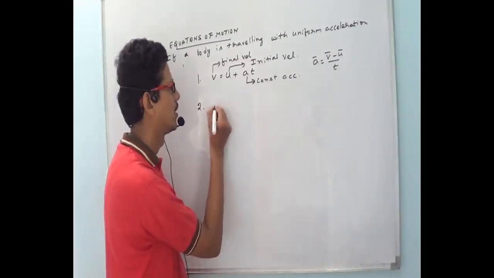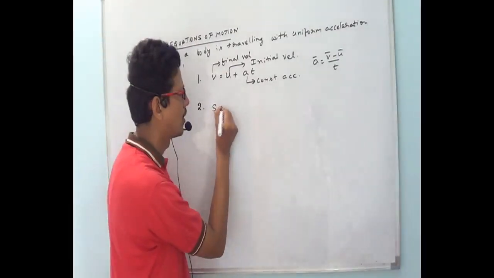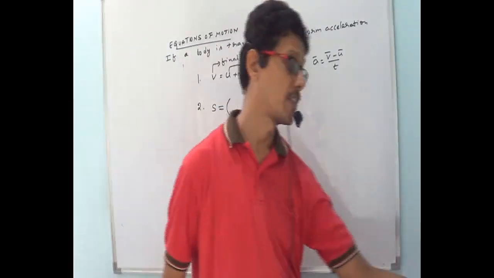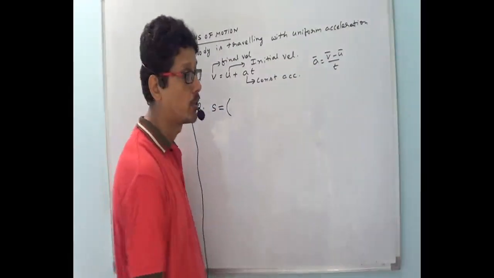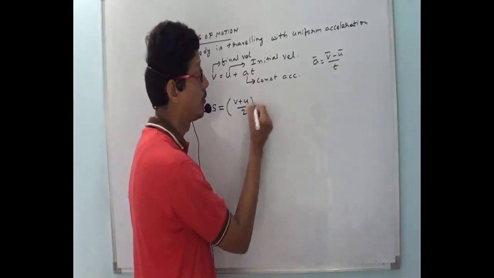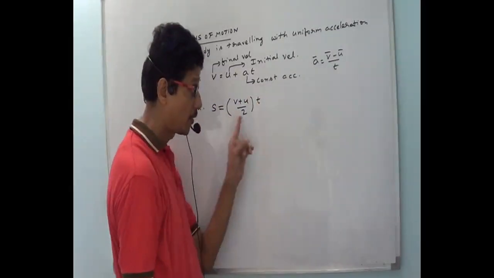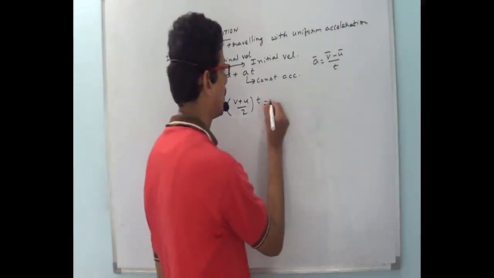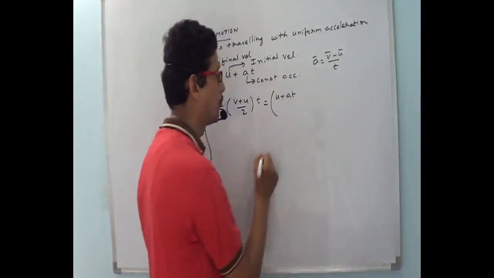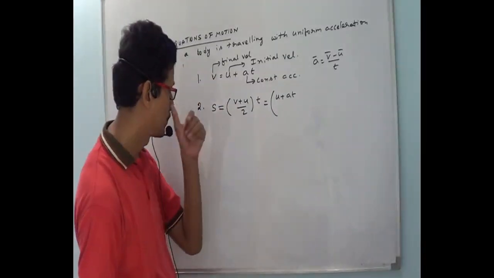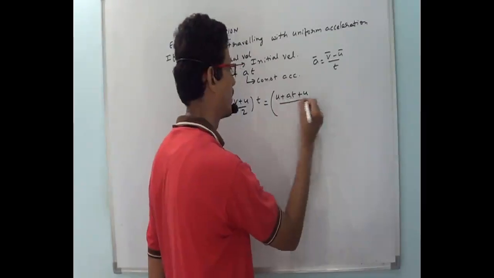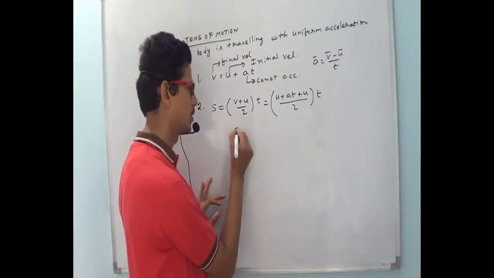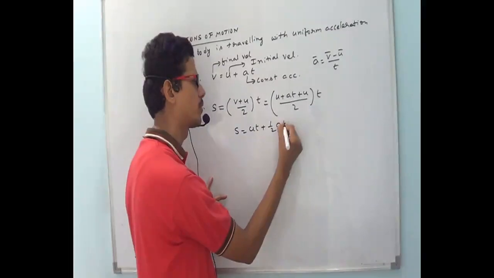And what is the second one? S equal to ut plus half at square. Actually, when a body is traveling with uniform acceleration, I can write displacement as average velocity into time. This I would write only when the body is moving with constant acceleration. So instead of V we can write U plus AT, so this another U is there, divided by 2 into T. So this you get it as ut plus half at square.